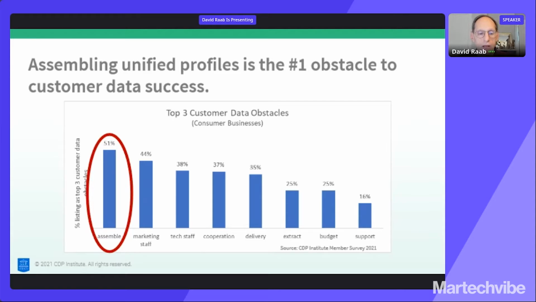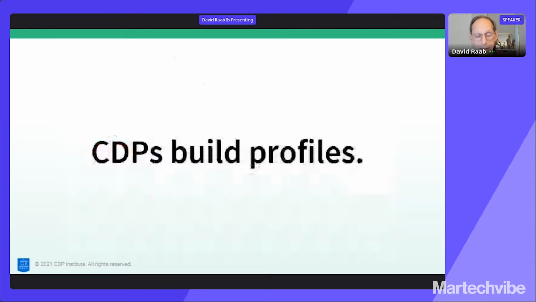Assembling their customer profiles. The number one obstacle that we find in our research is assembling the data. Staff cooperation is right up there, we'll talk about that later, but the number one thing is simply getting the data all in one place. And that's what CDPs do. If you remember nothing else from today, remember that CDPs build profiles. It's really all they do. There's nothing that complicated. Write that down. CDPs build profiles. I'll wait while you write it down. Okay, you wrote it down.